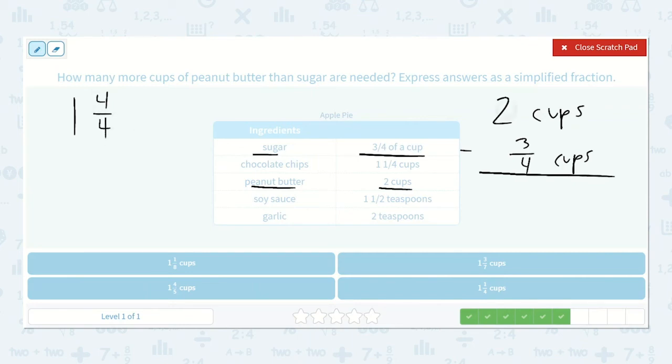So if I were to break 2 into 1 whole and 4/4, because that is just like 1 plus 1, then I could subtract my 3/4. So now 4/4 minus 3/4 is 1/4. 1 minus 0 is 1. So 1 1/4.